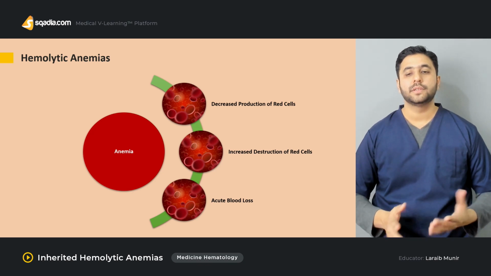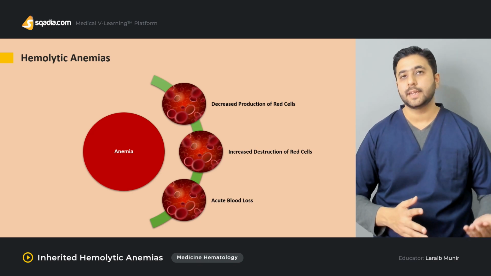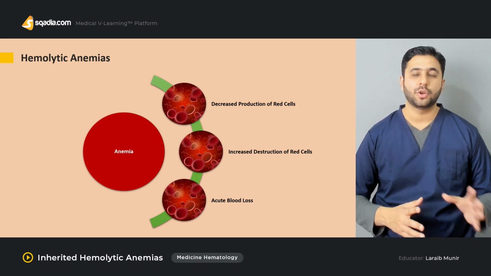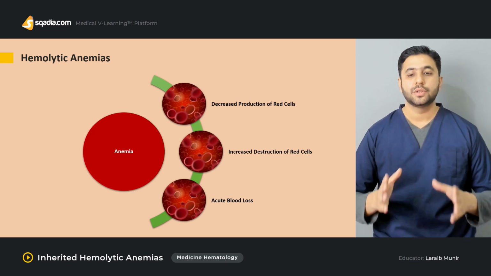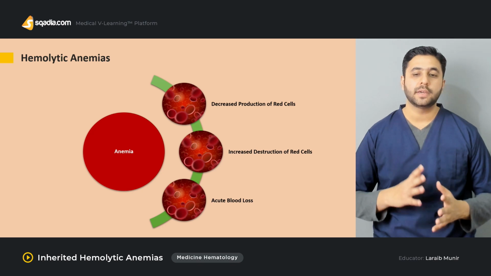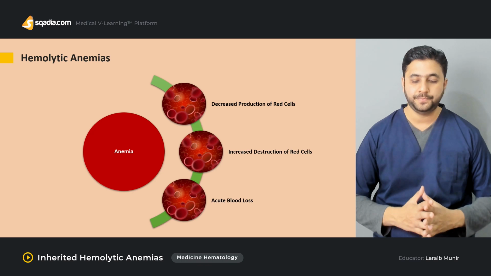Now, we talked about the decreased production of RBCs, or the anemia of production, in the hemoglobinopathies, when we were talking about the normocytic anemias and the iron deficiency anemias lecture. So today, our major focus will be on the increased destruction of the RBCs, along with acute blood loss, going forwards.